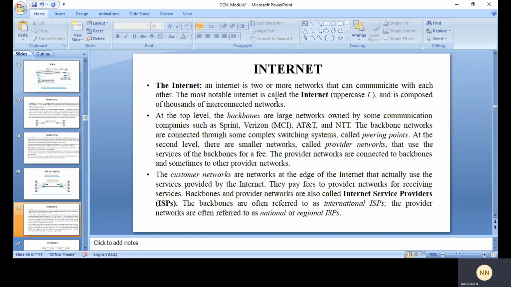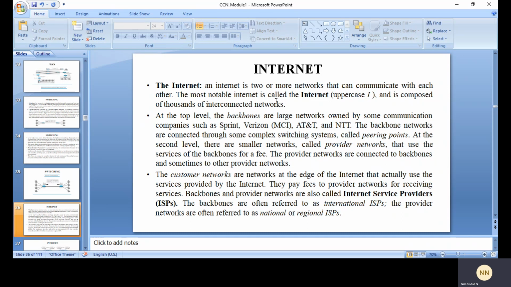The most notable internet is called the Internet, and it is composed of thousands of connected networks. At the top level, the backbones are large networks owned by some communication companies such as Sprint, Verizon, MCI, AT&T and NTT. The backbone networks are connected through complex switching systems called peering points. At the second level, there are smaller networks called provider networks that use the services of the backbone for a fee. The provider networks are connected to backbones and sometimes to other provider networks.